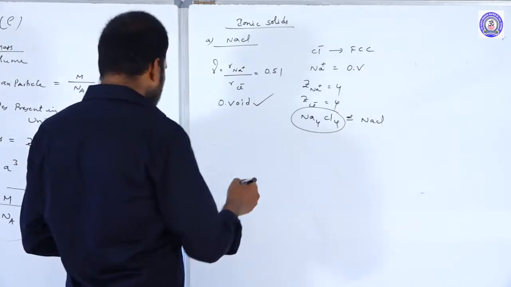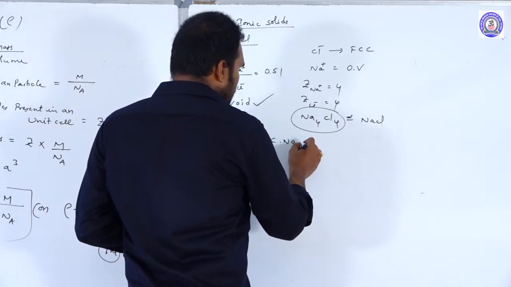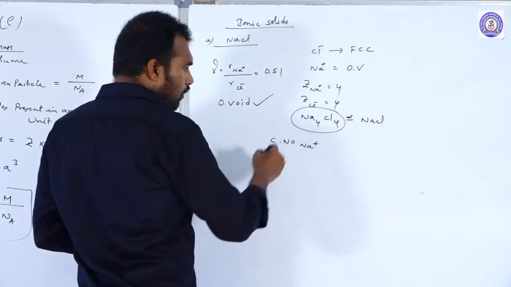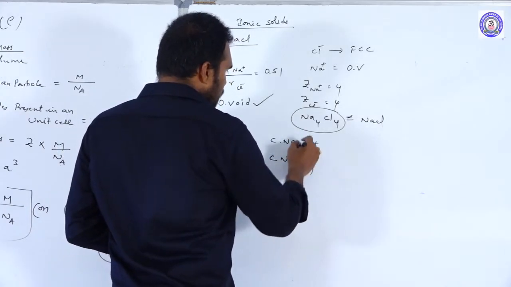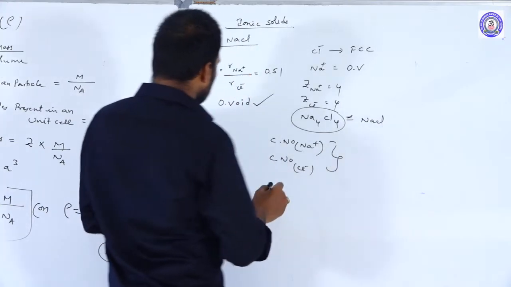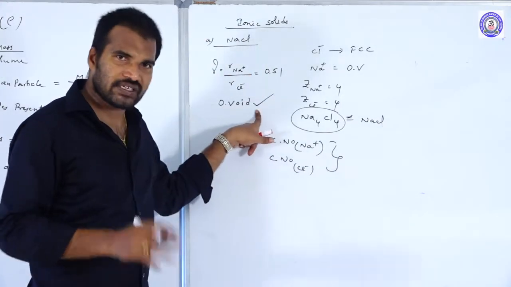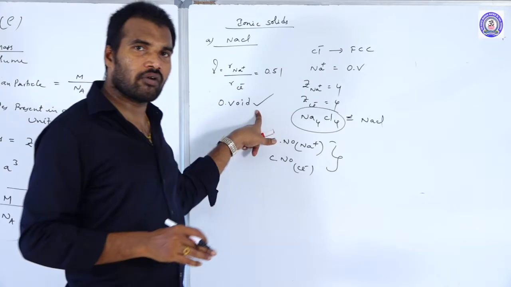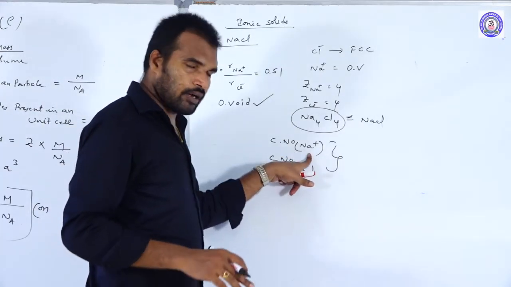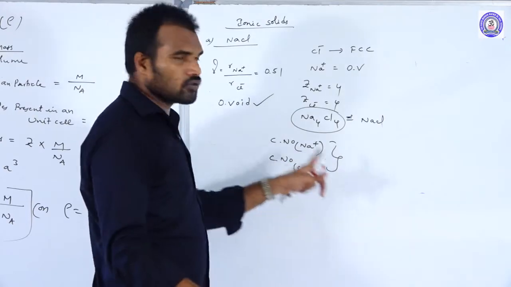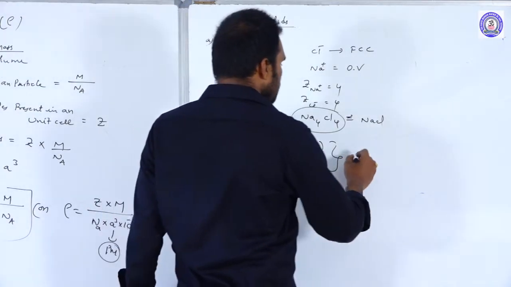And one more thing, what is the coordination number of Na+ and the coordination number of Cl-? Both their coordination numbers. So here, what void are they present in? Octahedral void. For octahedral voids, what is the coordination number? 6. So the coordination number of Na+ is 6 and Cl- is also 6.